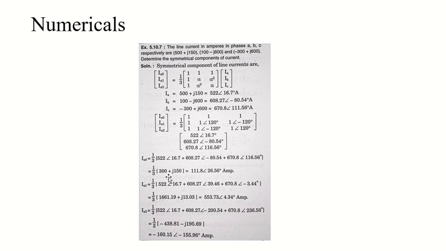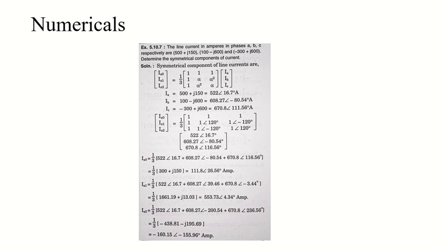In the same way you will calculate Ia1, and when you do so you will find that the value of Ia1 will be one third, 1661.19 plus 13.03 j. And when you convert this rectangular form into polar form, you will find the magnitude of current will be 553.73 amperes with an angle of 4.34 degrees.